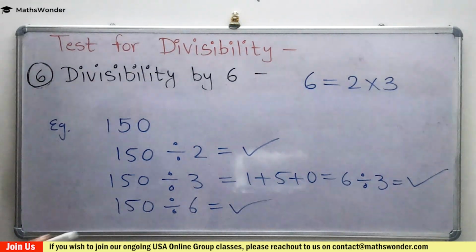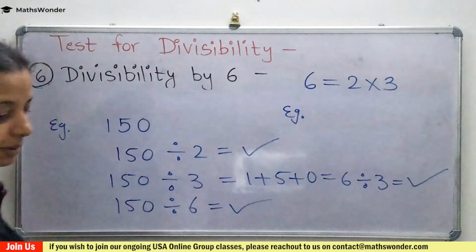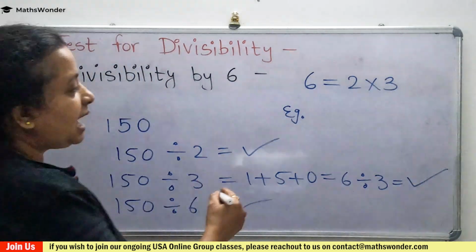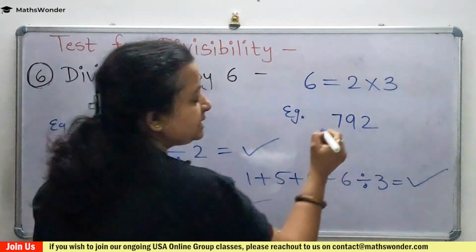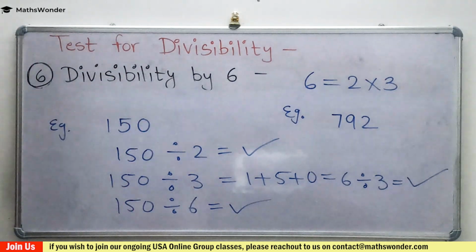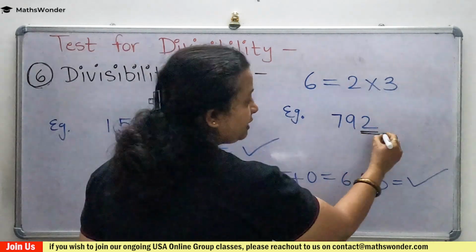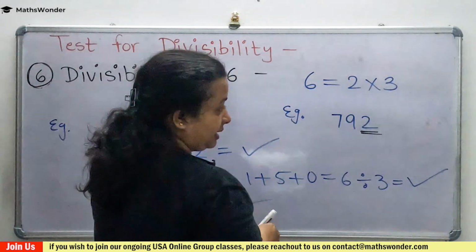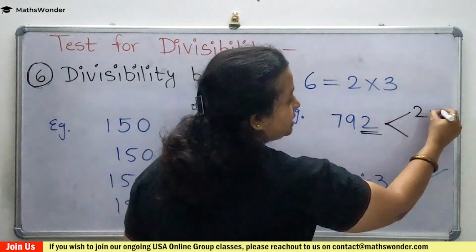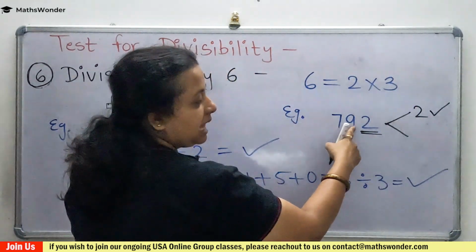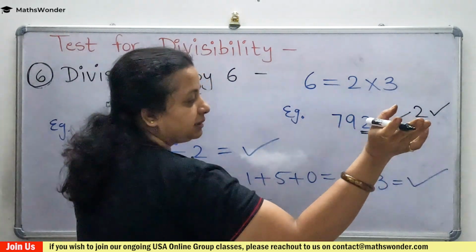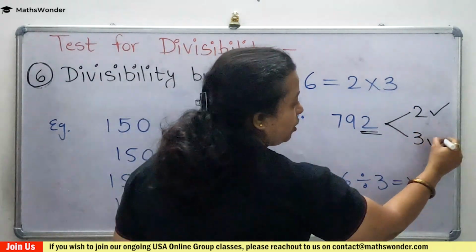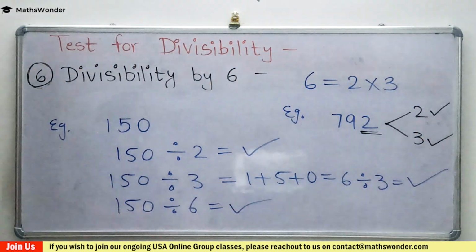Now another example for the divisibility by 6 is 792. Check whether it is divisible by 6 or not. 2 is at the ones place, so it is divisible by 2. And 7 plus 9 plus 2 is 18, so it is also divisible by 3. That means it is divisible by 6. Understood?